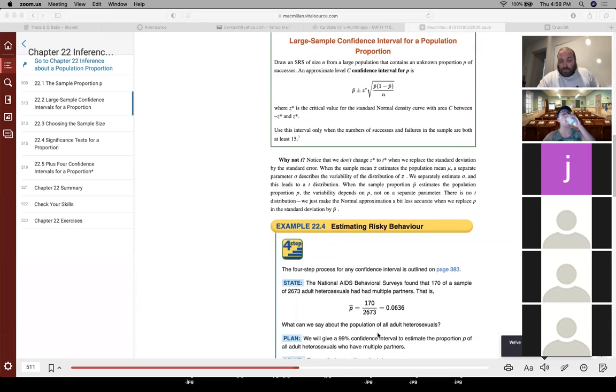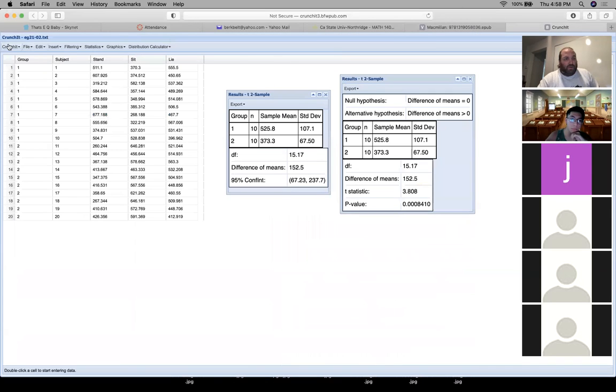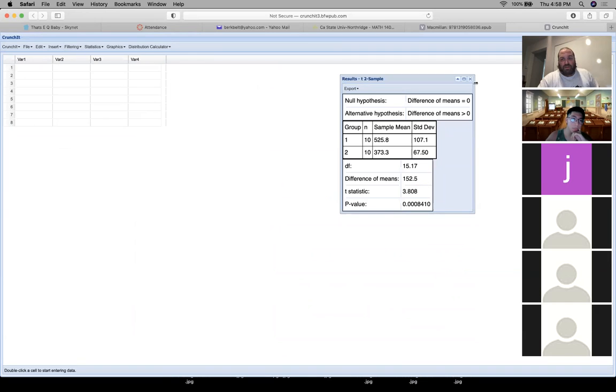So what's the plan here? We're going to give a 99% confidence interval. So let's go ahead and do it. Let's clear all this stuff.